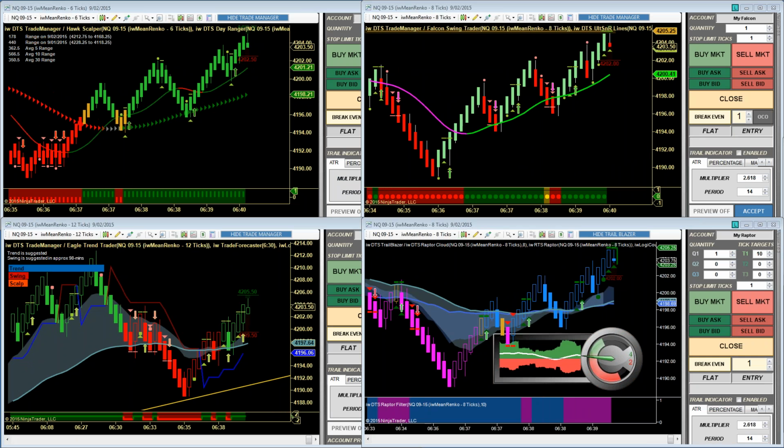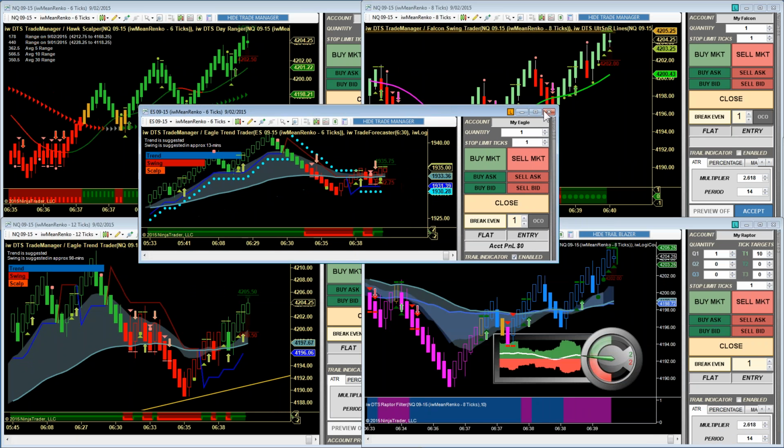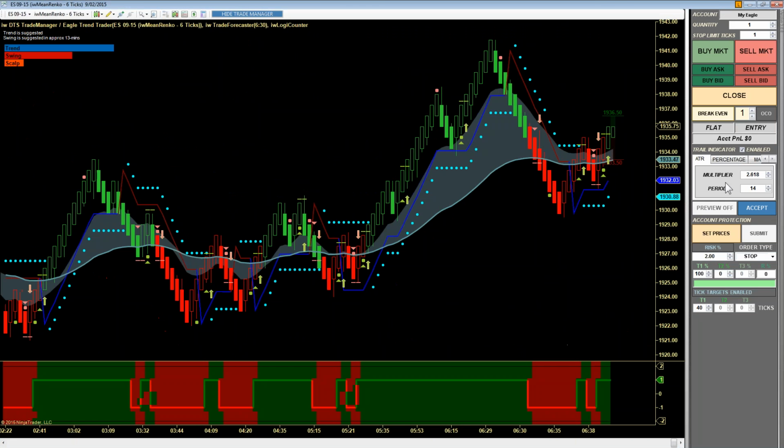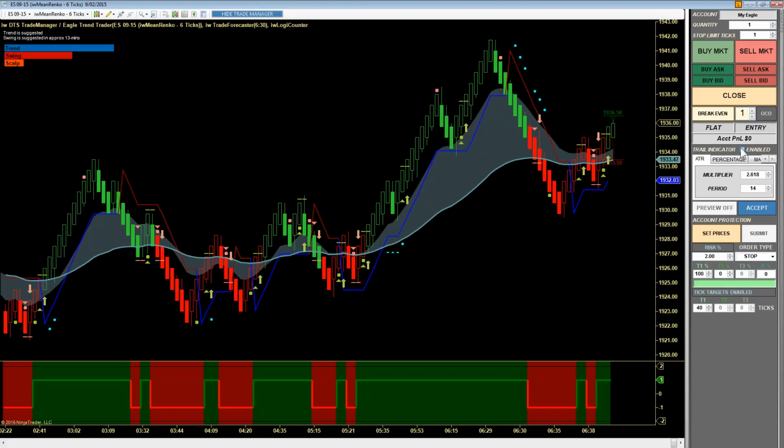We'll start with the Eagle. Oh, these blue dots, by the way, these are our stop strategy, that our trade manager tool, that's this tool here in the margin. We've got 16 different stop strategies to choose from.